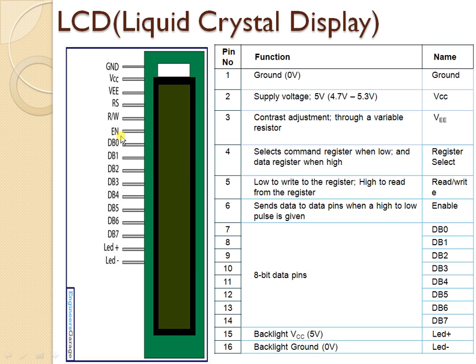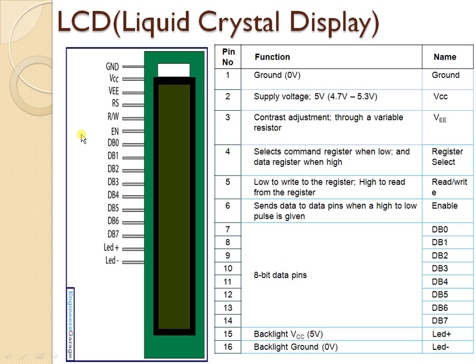Okay, and if you want to read the data, then there should be a transition from logic 0 to logic high on this particular pin. If you want to write the data, then there should be one transition of logic high to logic low pulse on this particular enable pin after placing the data onto these data pins. Okay, and then LED plus and LED minus, these are used for backlight display.